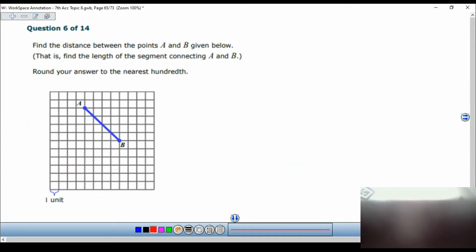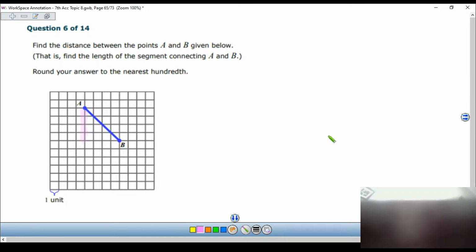Okay. Let's go ahead and move on to number 6. All right. We're going to find the distance between the points A and B given below. So what we're going to do here is still do Pythagorean theorem one more time. Now, the thing is here, we're going to draw a line. In fact, I'm going to use my highlighter so I can make it a little bit easier to see. All right. We're going to draw a triangle.